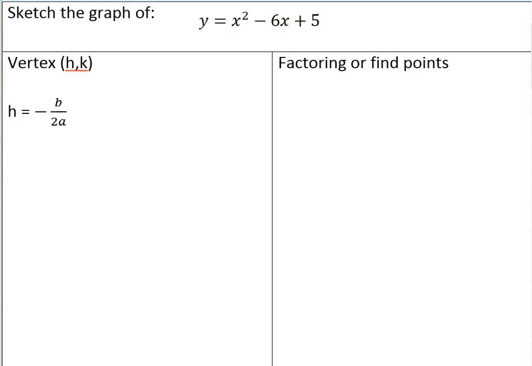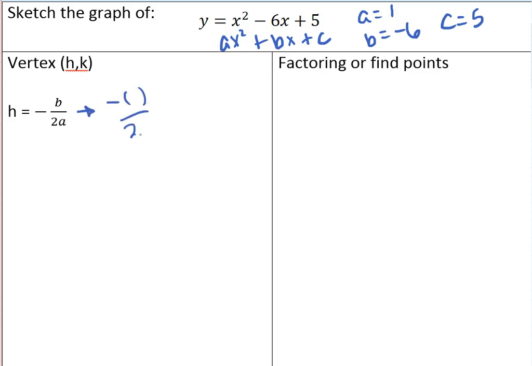Let's take a look at graphing x squared minus 6x plus 5. We always start by labeling with our standard form, ax squared plus bx plus c. That lets me know that a is going to equal 1, b is going to equal negative 6, and c will equal 5.